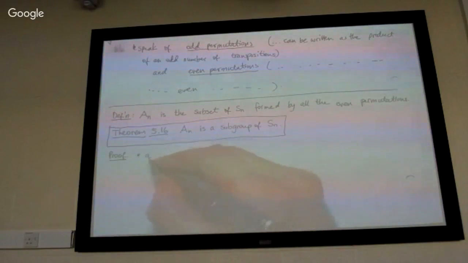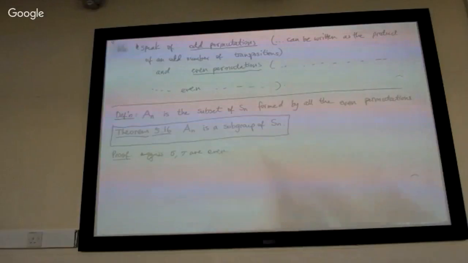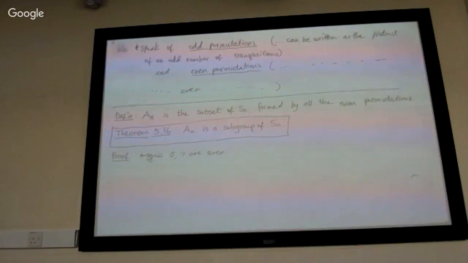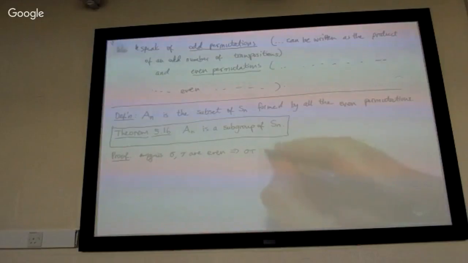Okay, permutations should be sigma and tau, and they are even. So each of them can be written as the product of an even number of transpositions. Then how many transpositions does sigma times tau have? An even number or an odd number? Well, you take the even number for sigma plus the even number for tau, you get an even number. So sigma times tau is also even.